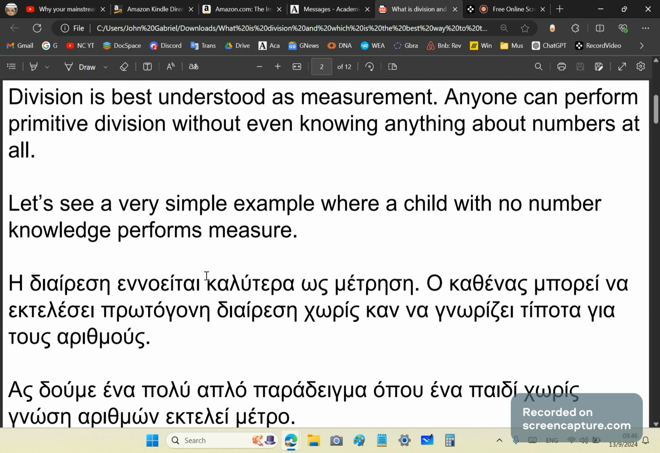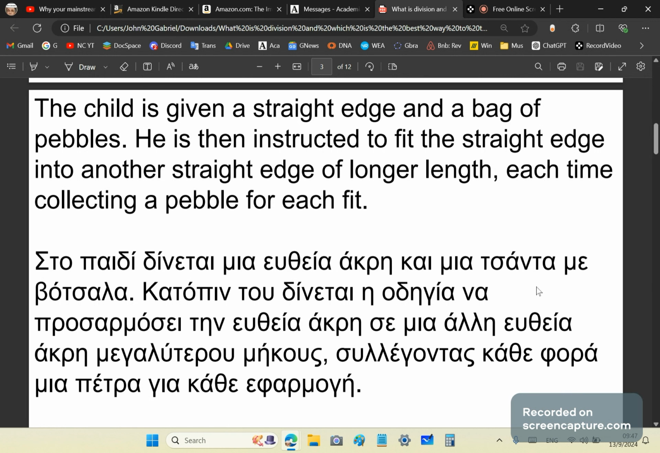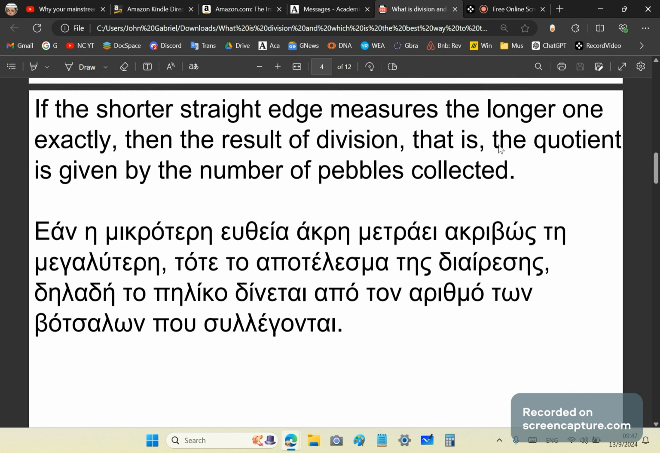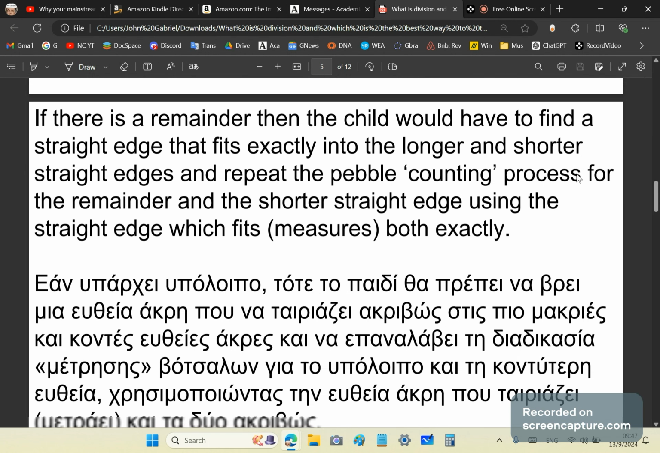Okay, so anyone can perform primitive division without even knowing anything about numbers at all. And so I'm going to show you a very simple example where a child with no number knowledge performs measure. All right? So the child is given a straight edge and a bag of pebbles. He is then instructed to fit the straight edge into another straight edge of longer length, each time collecting a pebble for each fit. Okay? If the shorter straight edge measures the longer one exactly, then the result of division, that is the quotient, is given by the number of pebbles collected. How does that work? We'll see in a moment.